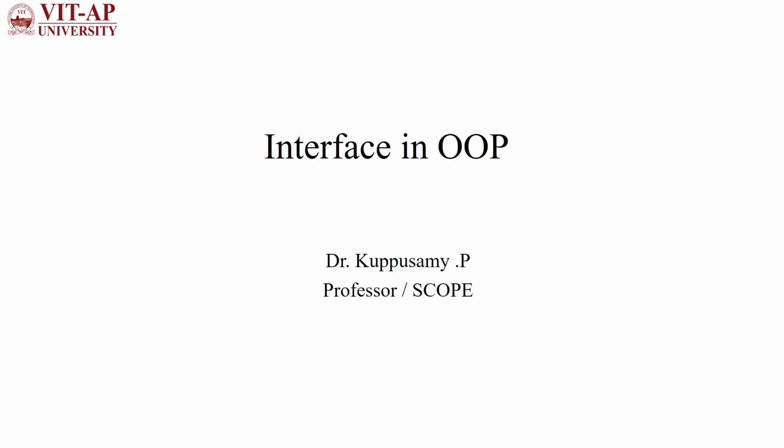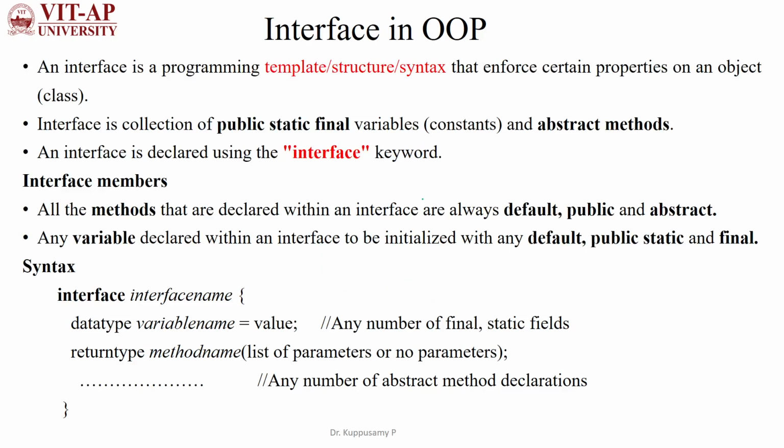Hi, here we will discuss the interface concepts in object-oriented programming. The interface is a programming template or programming structure, or we can say programming syntax, that enforces certain properties on the object which are defined inside the Java class. An interface has a collection of public static final variables, which represent constants, and a few methods. Those methods should be of abstract type.